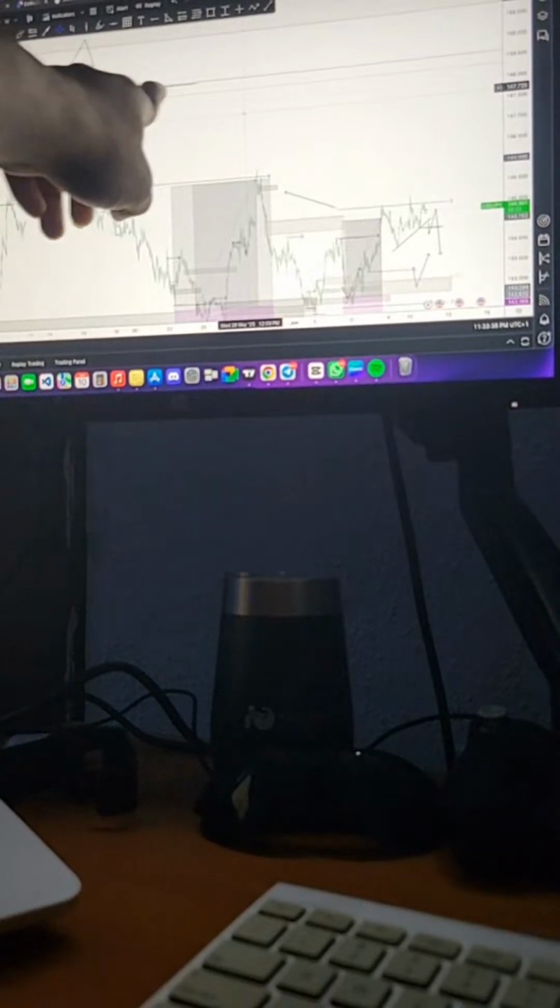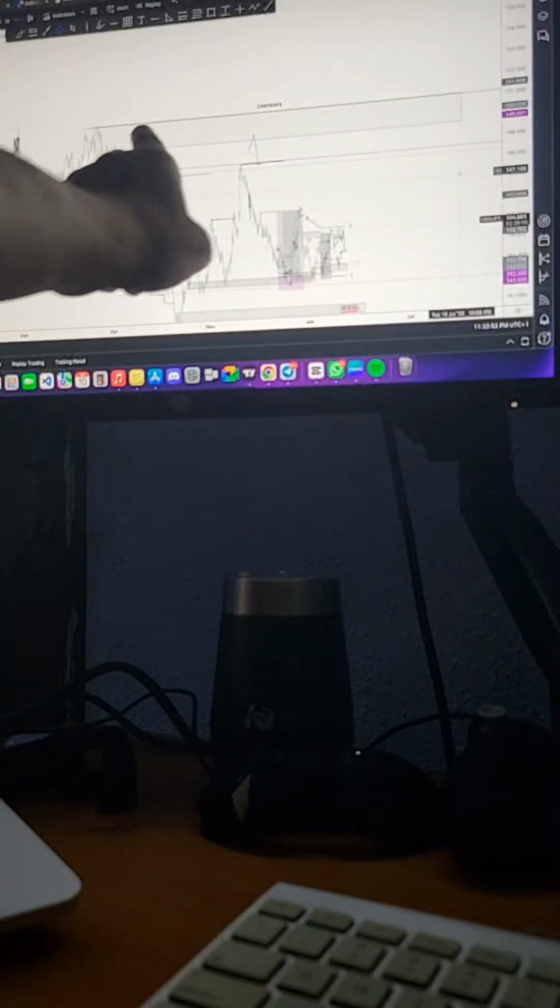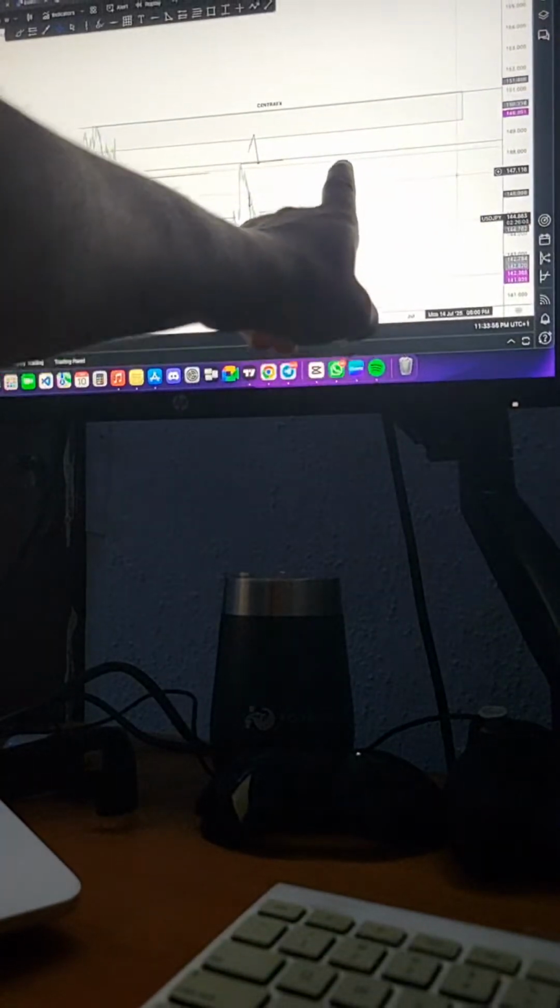So this way I want price to come here, and then overall from the higher time frame, let me show you guys that on a 4-hour time frame. I'm going to show you that I'm looking to sell. So this order block here, I'm expecting price to come all the way up to that zone, and then I'll be selling from around here.